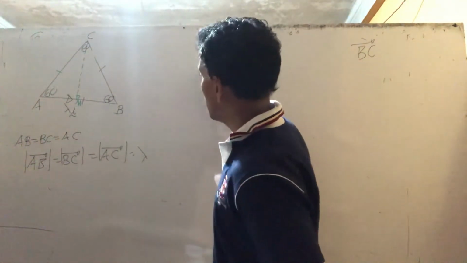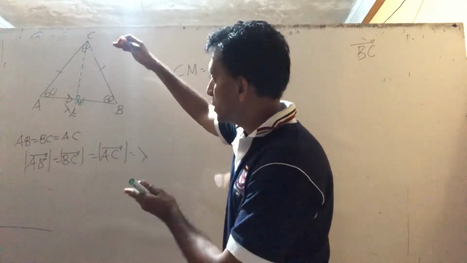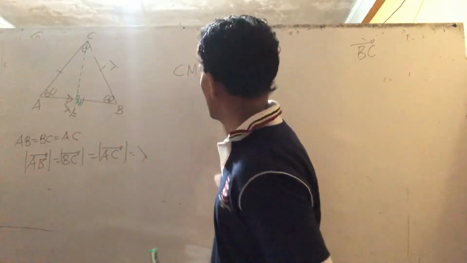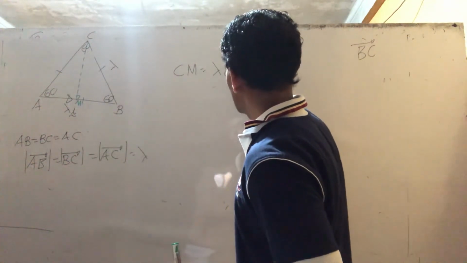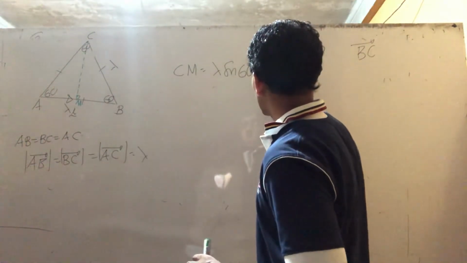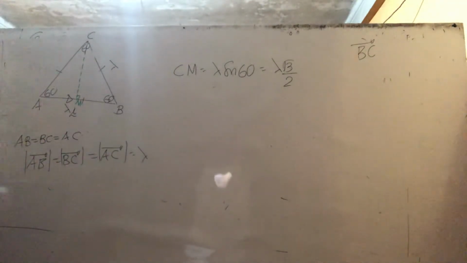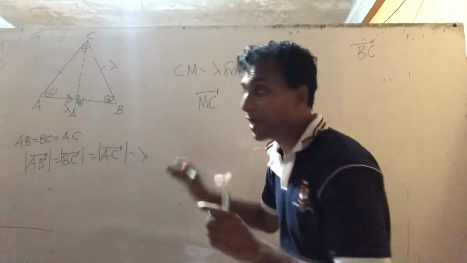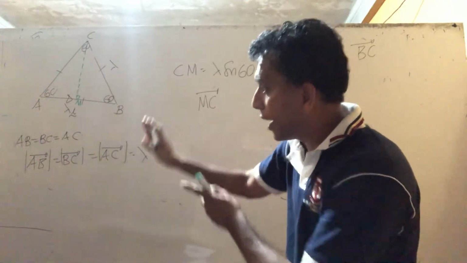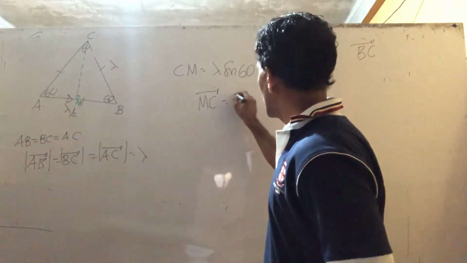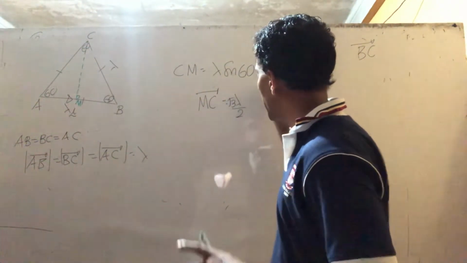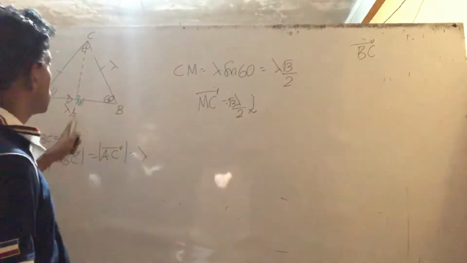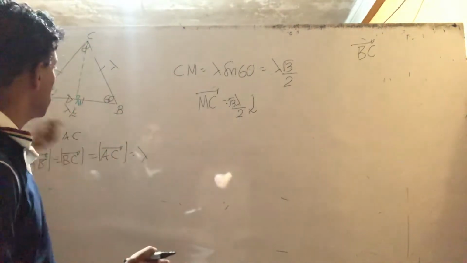What is CM equal to? This is lambda, so CM equals lambda sine 60, that is root 3 by 2 lambda. Therefore, can I write this MC or CM vector? What is the MC vector? Its magnitude along its unit vector: root 3 lambda by 2 as the magnitude, and the unit vector in that direction is j. It's very important. So this is the MC vector, which is perpendicular to the AB vector.